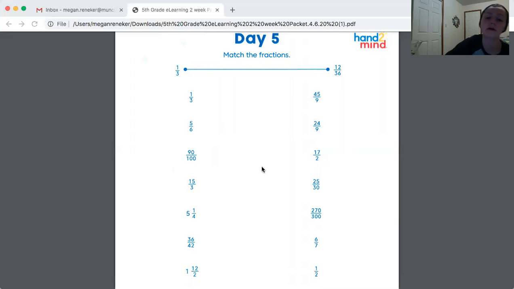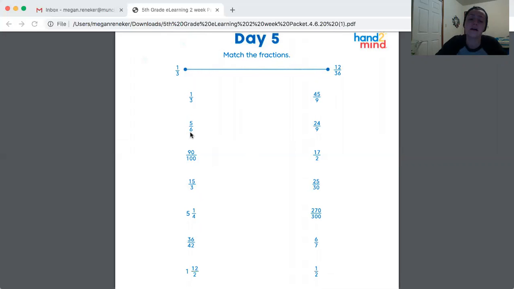Okay, so we're going to take a look at 5/6. Using that method, I'm going to go over here to the right and see, is my numerator smaller than my denominator? Nope. Can't be 45/9. Nope. Can't be 24/9. Nope. Can't be 17/2. So I'm going to take a look at 25/30 because the numerator is smaller than the denominator. It looks like it could be a real possibility for an equivalent fraction.